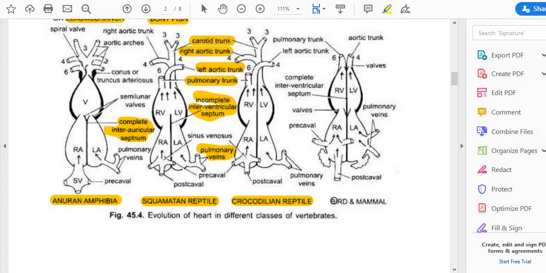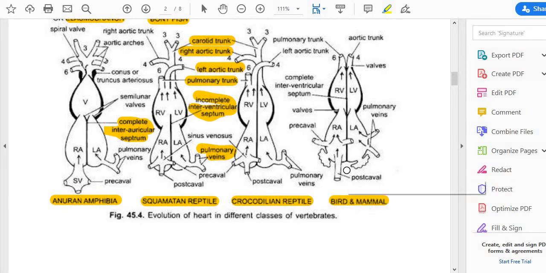Now let us study the heart of mammal and bird. Here we are studying them together because there is not much difference except one change between the bird and mammal that I will tell at the end. So now let us see what the bird and mammalian heart actually consists of. Here it is a 4-chambered heart and double circulation is obvious.